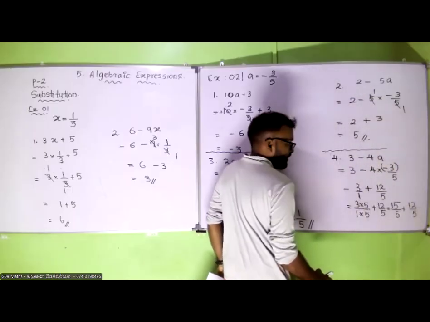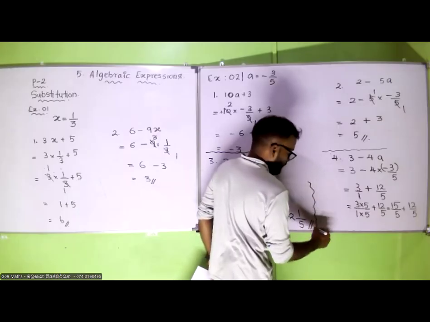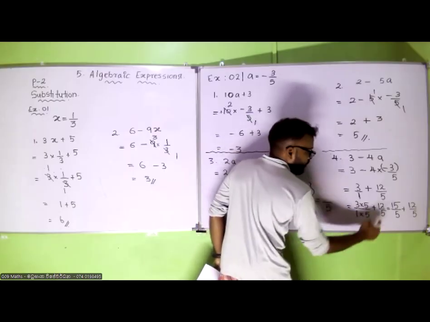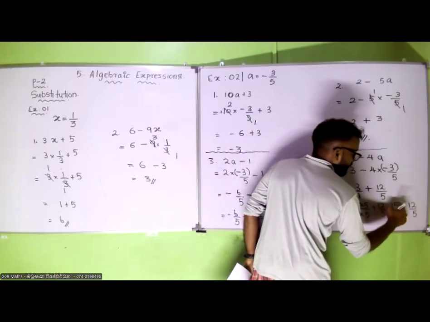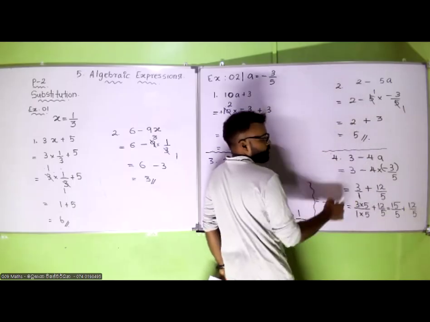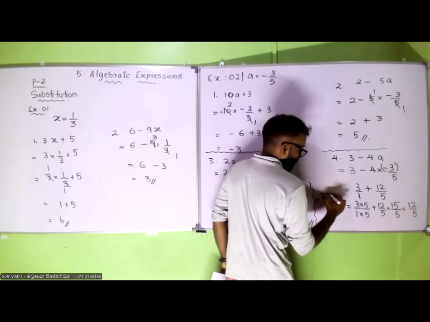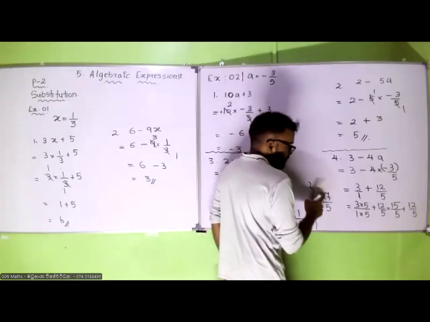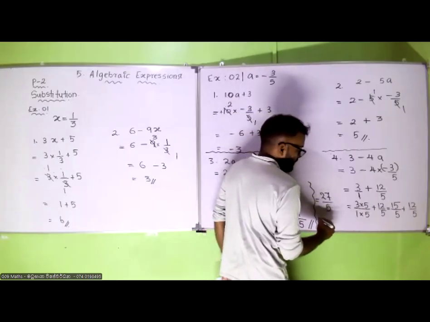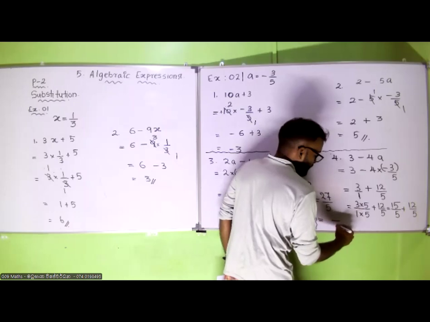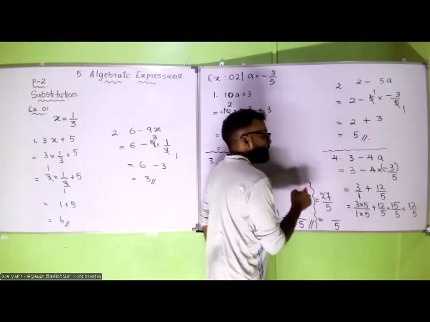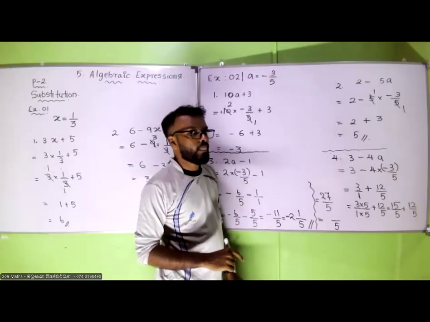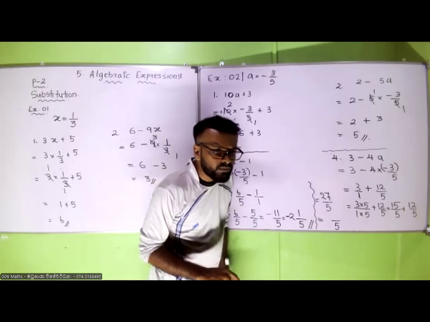5, 5, equal denominators. So I will write the answer here. Denominator is 5, so you have to add the numerators together. 15 plus 12, 27. That is positive. So 27 divided by 5. That is an improper fraction. You can keep it as a mixed number. How many 5s are there for 27?